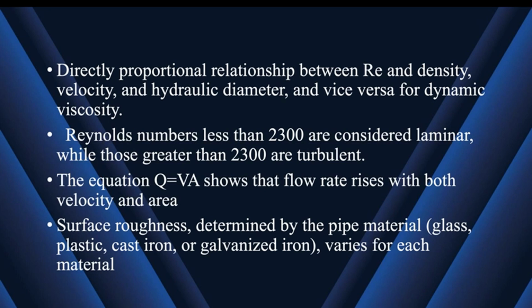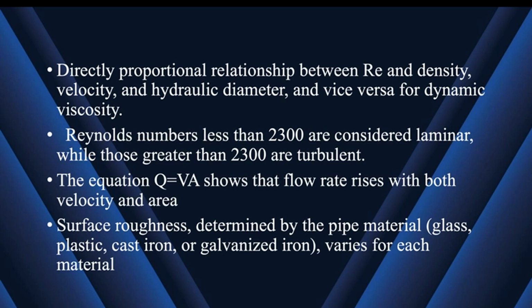And there is a directly proportional relationship between Reynolds number and density, velocity, and hydraulic diameter, and vice versa for dynamic viscosity. Reynolds numbers less than 2,300 are considered laminar, and greater than this number are turbulent. And for the equation for flow rate, flow rate rises with both velocity and area.